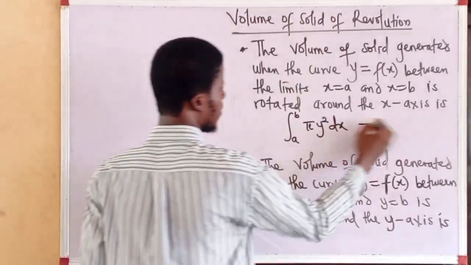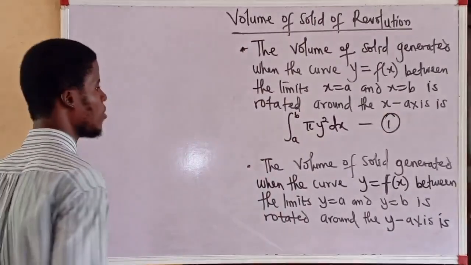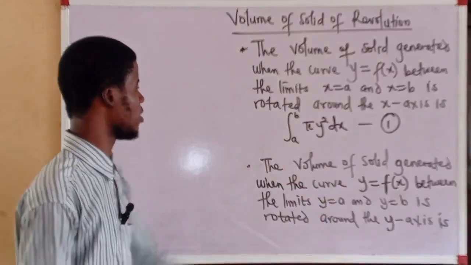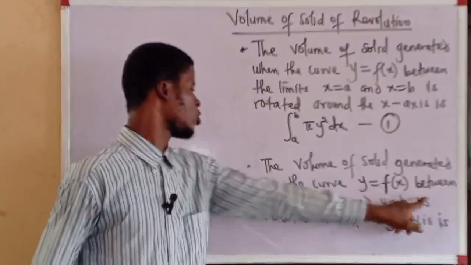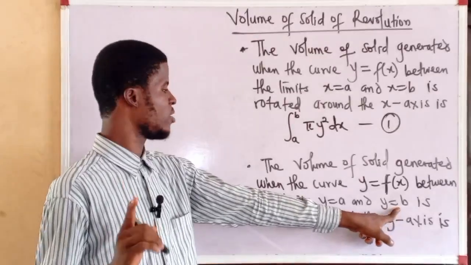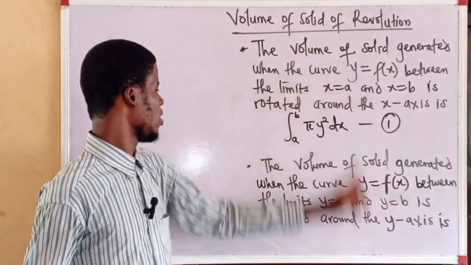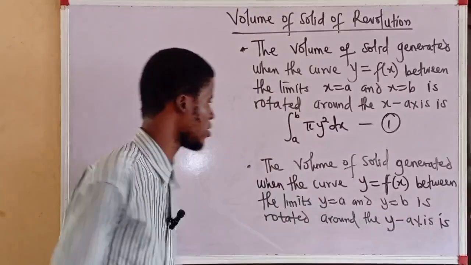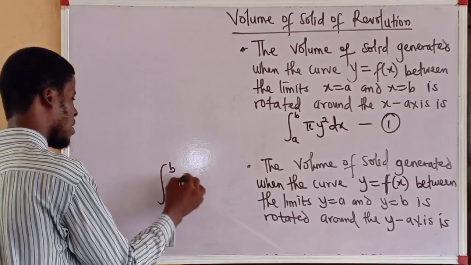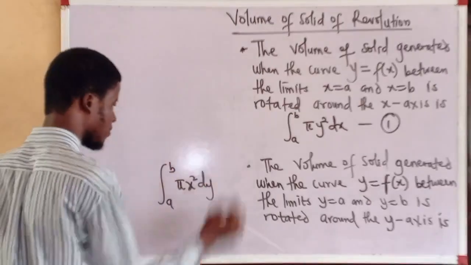Equation 1. The volume of solid generated when the curve y equal to f of x between the limit y equal to a and y equal to b, observe the difference between this and this, is rotated around the y-axis is the integral from a to b of pi x squared dy.